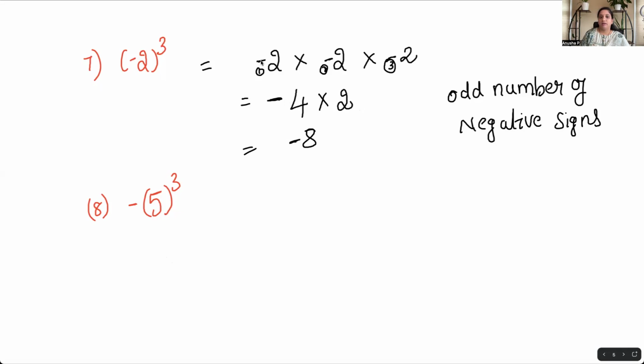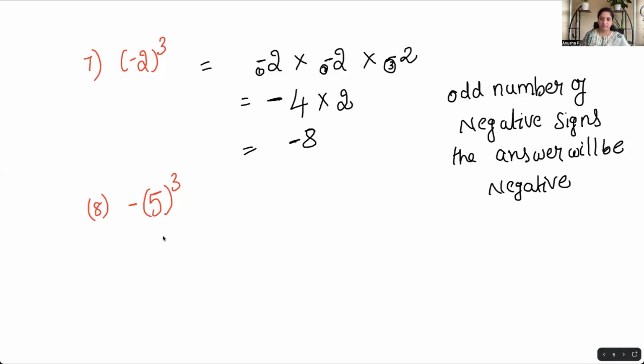Okay. First, I kept the negative sign because we have an odd number of negative signs in multiplying integers. The answer will be negative. So I kept the negative sign in the front. 2 times 2 is 4. 4 times 2 is 8. Okay.